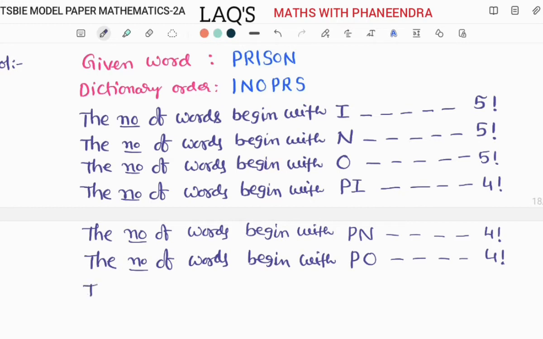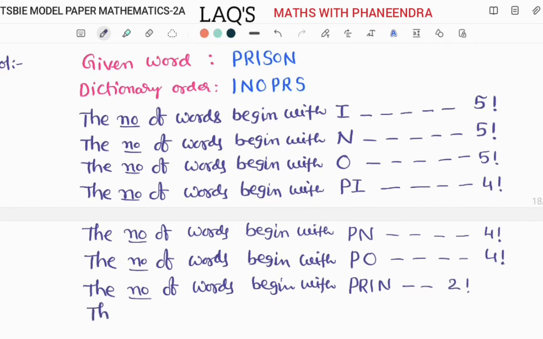The number of words that begin with PRIN. So PRIN means you have to write till PRIS. PRIN means the remaining 2 places only, no? Not 3 places. The 2 places can be arranged in 2 factorial ways.